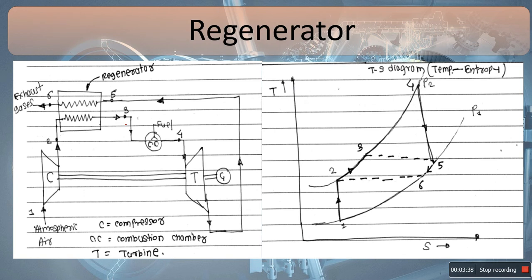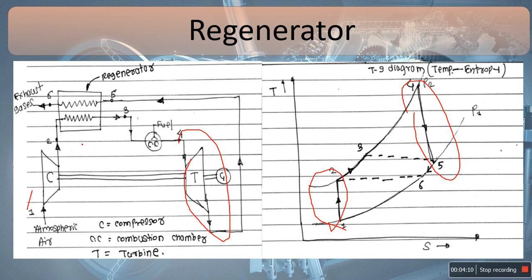Now let's see the modification on the TS diagram, as we know the Brayton cycle. Here, 1 to 2 is the isentropic compression, we know that. And the turbine process is 4 to 5 and 6. 4 to 5 is the isentropic expansion, and 1 to 2 is the isentropic compression.